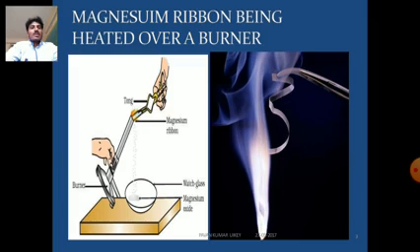Next, for example, a magnesium ribbon being heated over a burner. First we take the magnesium ribbon. It burns with the help of oxygen. The magnesium ribbon is converted into magnesium oxide.